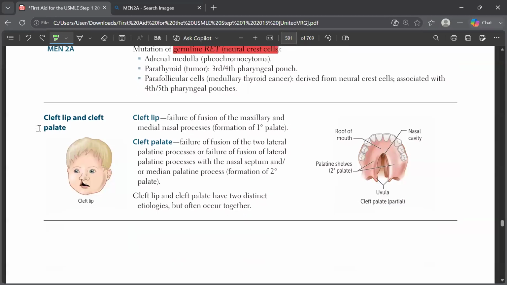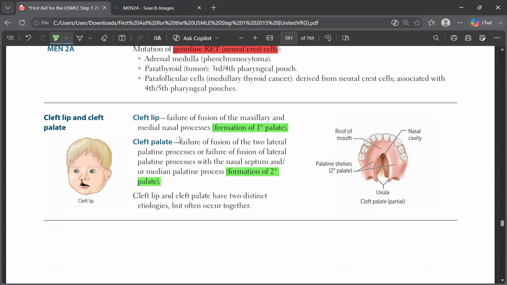Then we have cleft lip and cleft palate. This is cleft lip: there is a cleft in the development of the lip. And this is cleft palate: there is a defect in the development of the palate. Cleft lip is caused by the failure of fusion of the maxillary and medial nasal processes, basically the formation of the primary palate. And cleft palate is caused by defects in the formation of the secondary palate. There are two distinct etiologies, but they often occur together.